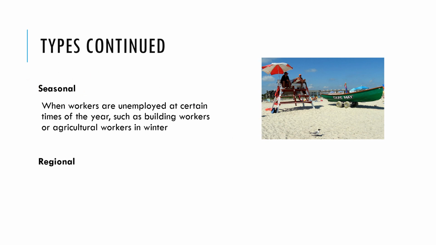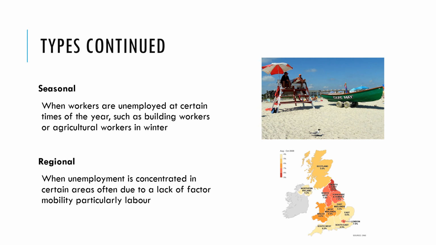And the final type of unemployment is regional unemployment. And that is where unemployment is concentrated in certain areas, often due to a lack of factor mobility, particularly labour. And what we mean by this is it's hard for people to move around. So for example, there may be a job going in the southeast in London, but you work in the northeast, but you can't move there to take up that job. So you stay in the northeast and unemployed. And why might that be the case? Well, it might be you can't afford a house in London because it's so expensive. So you have to stay in the northeast. There is no job for you there, and so you're unemployed. So regional unemployment is where unemployment is concentrated in certain areas because people find it difficult to move around for whatever reason it might be.